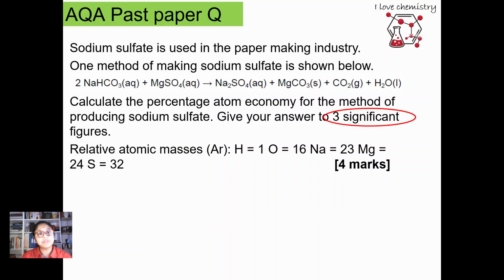They have also given you relative atomic masses for each of the elements that we need to calculate, which is good news because then we don't have to look through the periodic table. Altogether, there are 4 marks. That means you need to show your work in 4 steps. Let's go step by step.